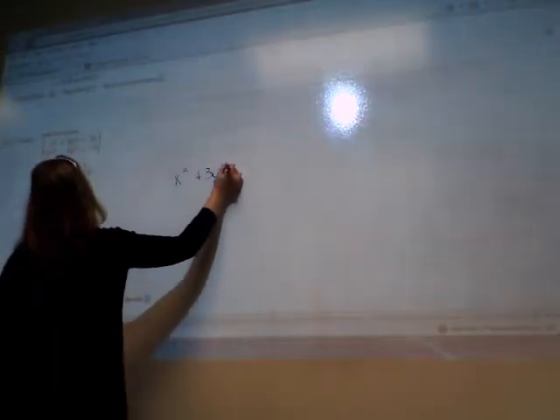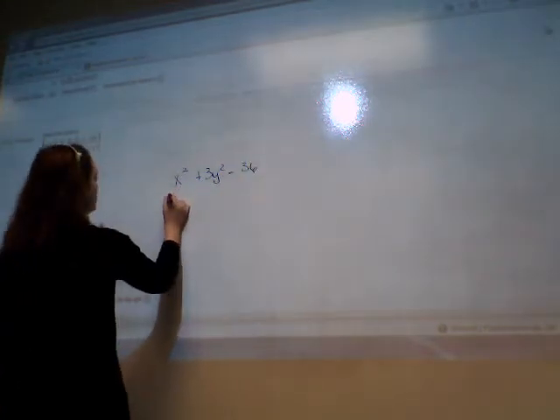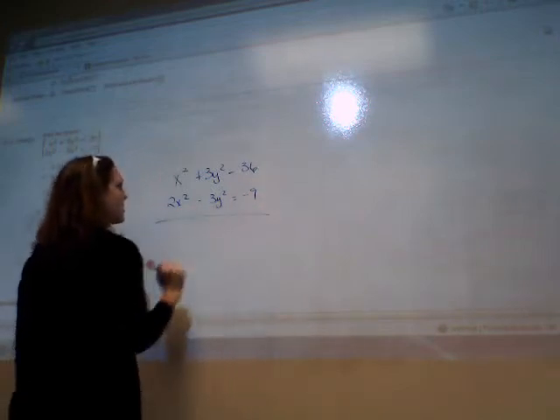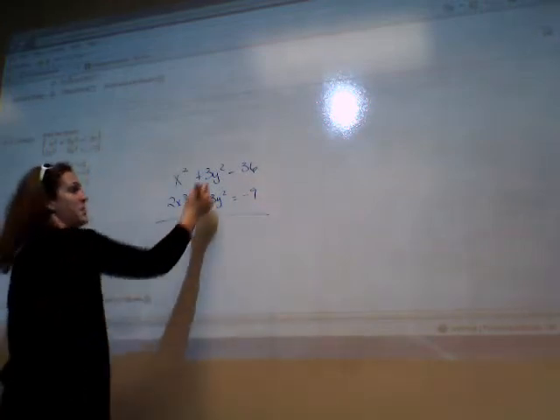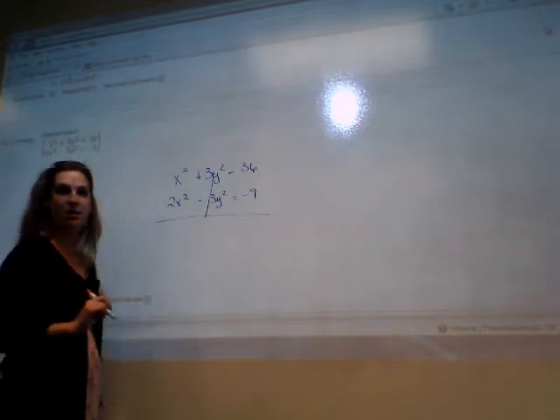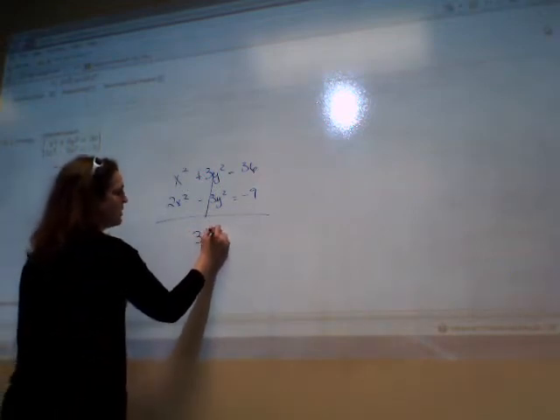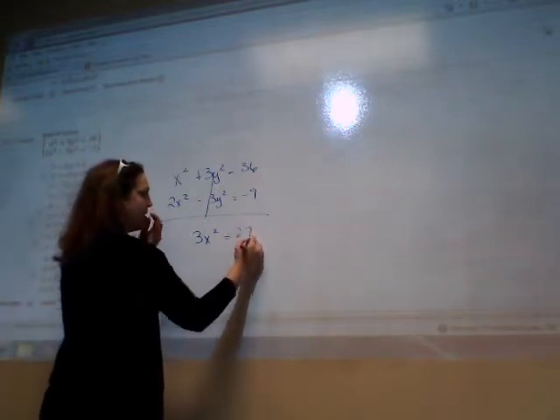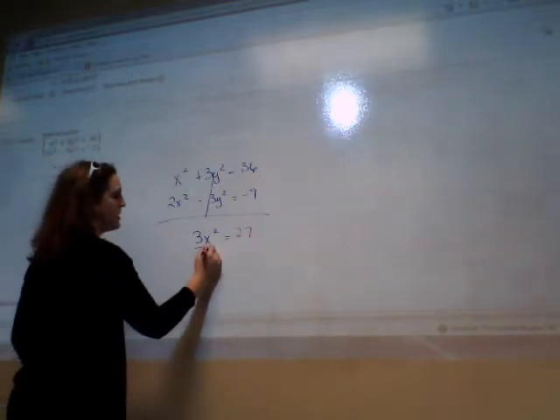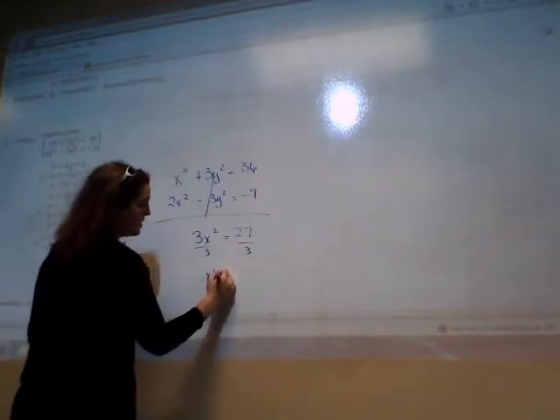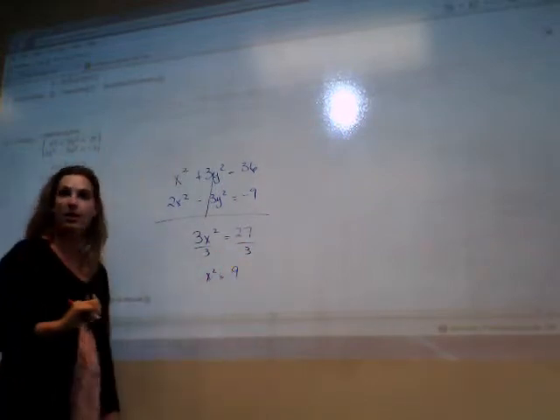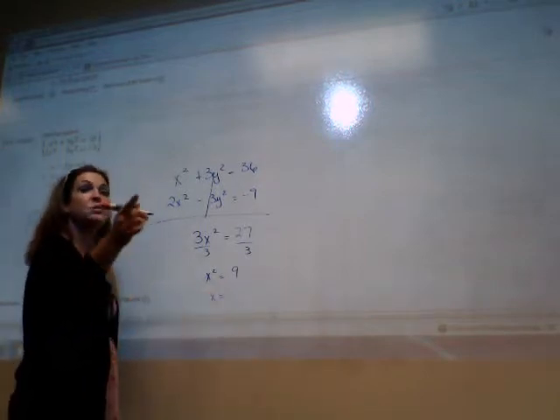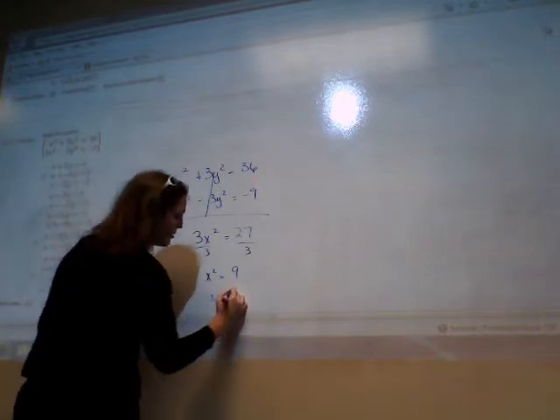Okay, 3y squared is equal to 36, and then 2x squared minus 3y squared is equal to negative 9. Elimination gets rid of that immediately, doesn't it? All right, so we can do 3x squared is equal to 27. Okay, when we divide by the 3, we get that x squared is equal to 9. And so what do we get here for x? Plus or minus 3.